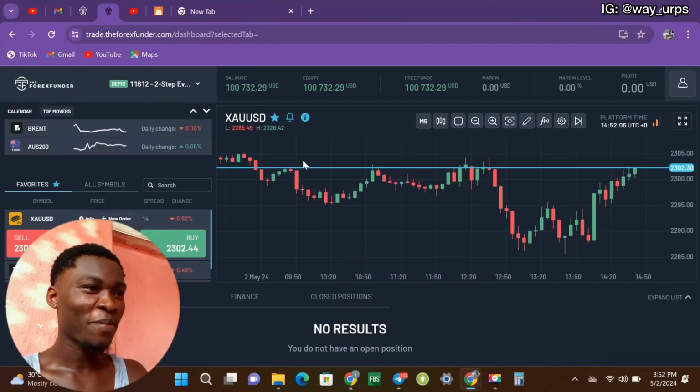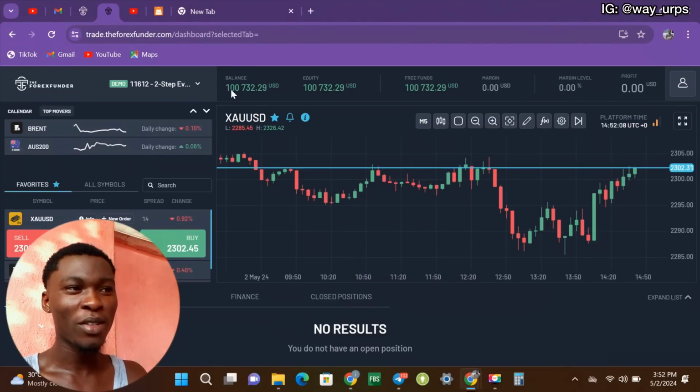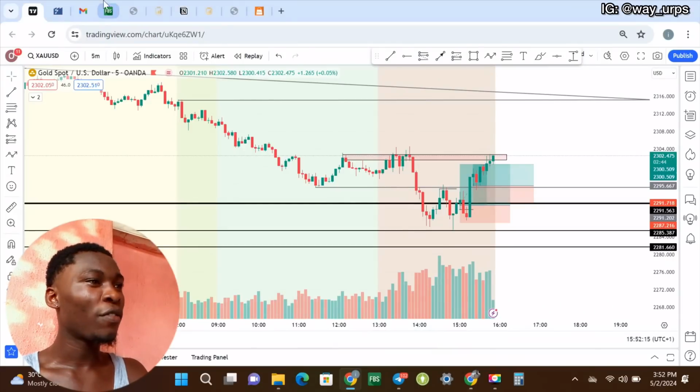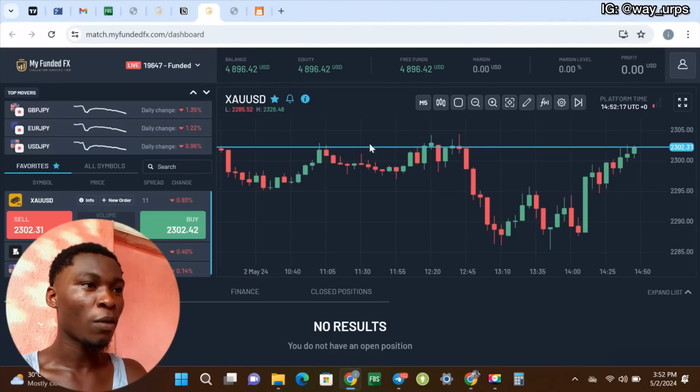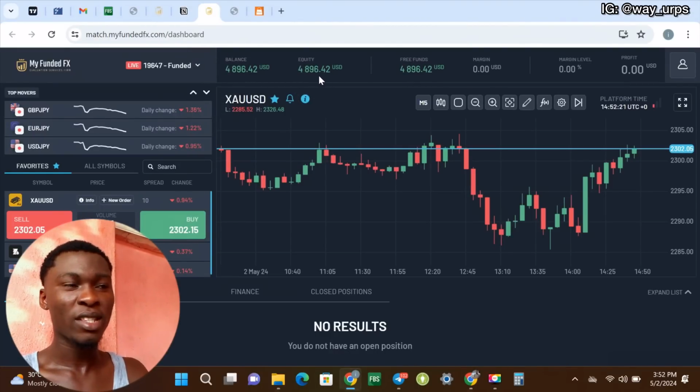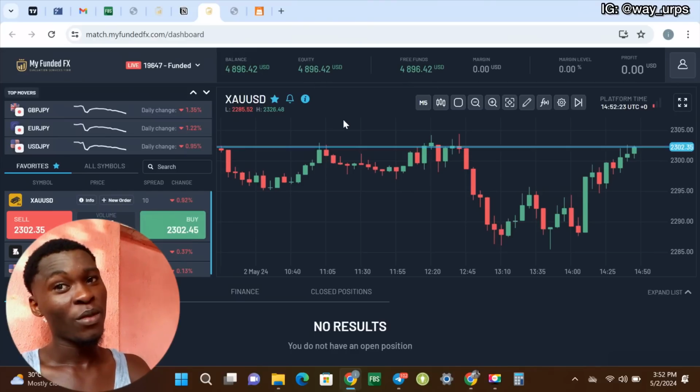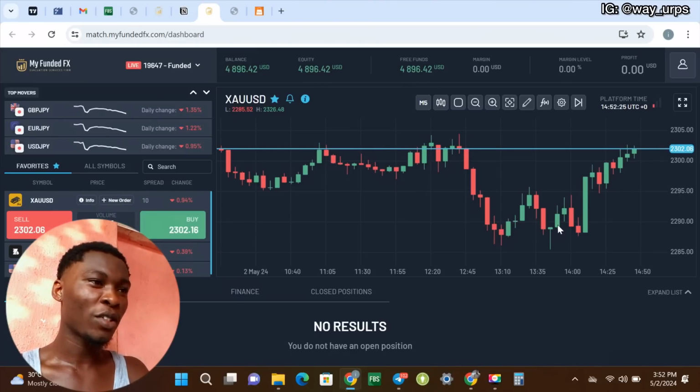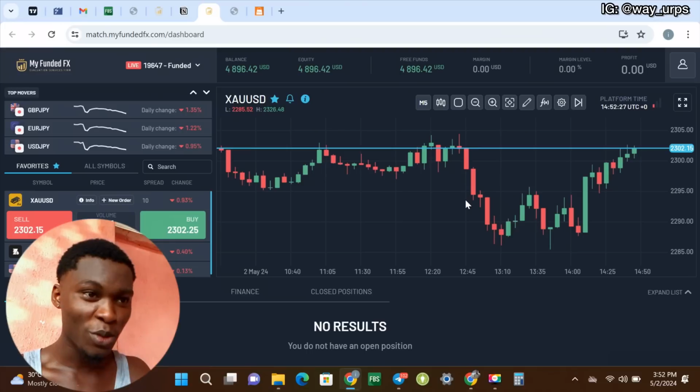But yeah, I made my way out of drawdown here. On the 100k account, we're up more than 0.5%. On the 5k account, we're still in drawdown, but just a little bit more than 2% drawdown. We're gonna work our way out. I work my way out. Do not worry. Don't worry.